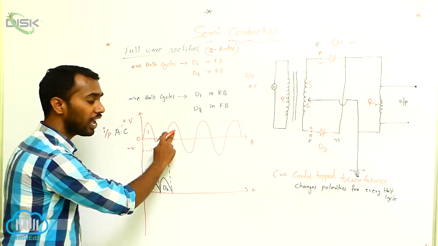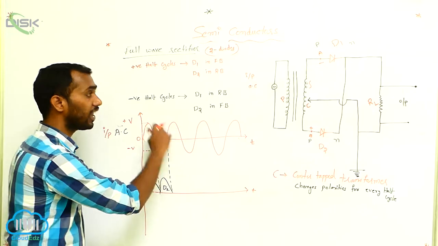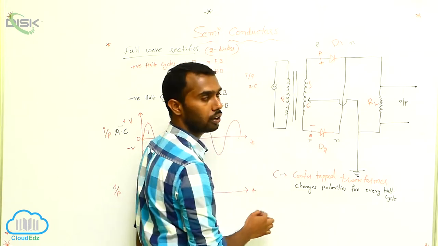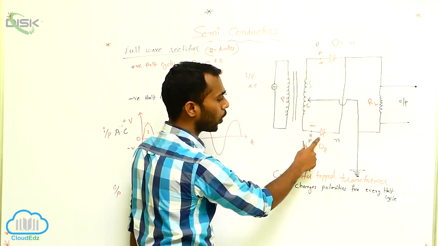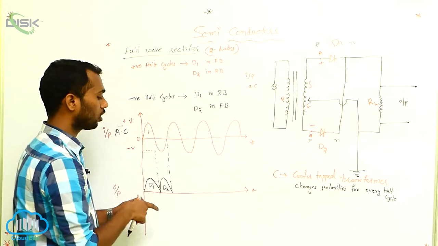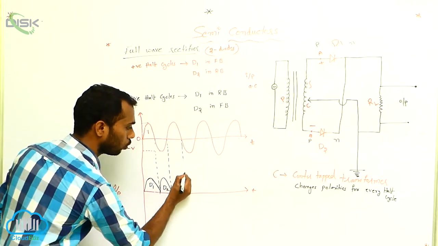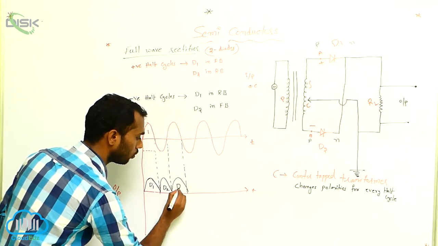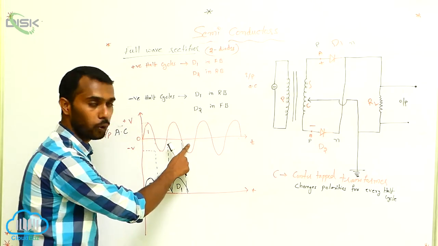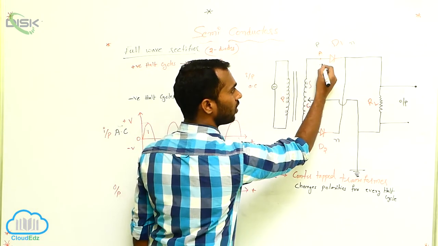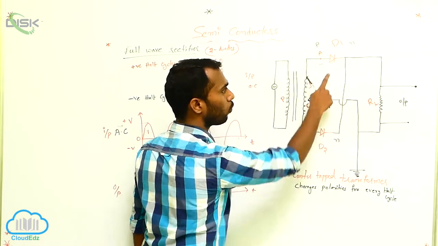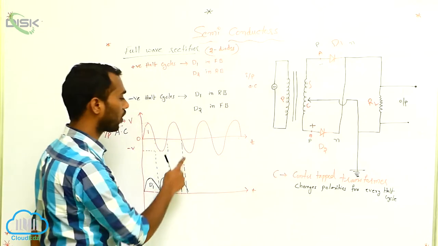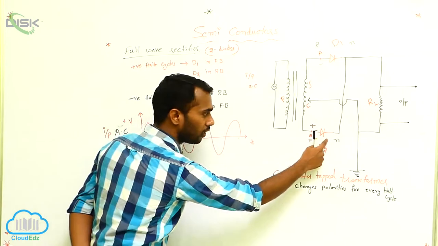Again, you go for the next positive half cycle. For the next positive half cycle, A is plus and B is minus. Diode D1 is in forward bias, diode D2 is in reverse bias. So this part passes through diode D1. And go for negative. Negative means A is minus, B is plus, diode D1 is in reverse bias, diode D2 is in forward bias. Automatically this passes through diode D2.